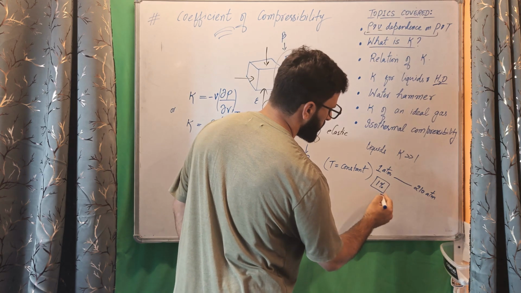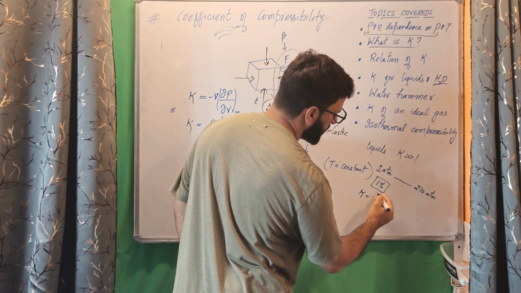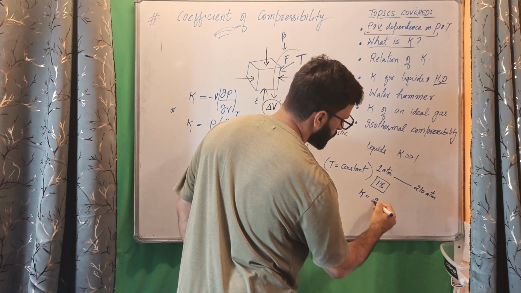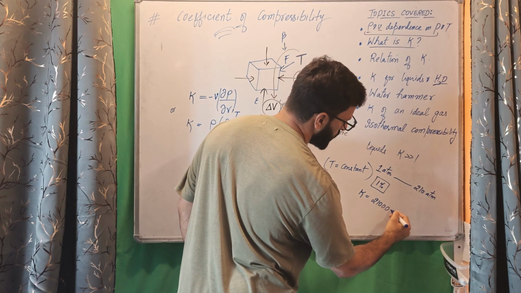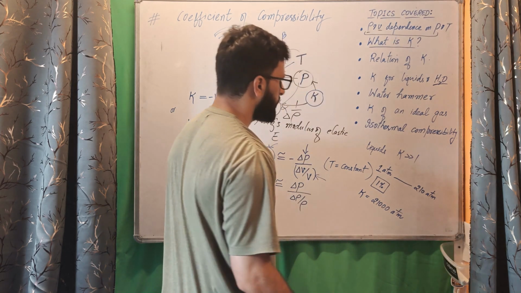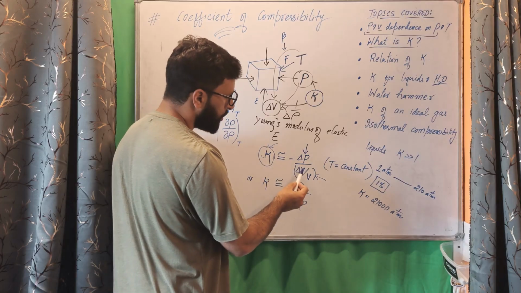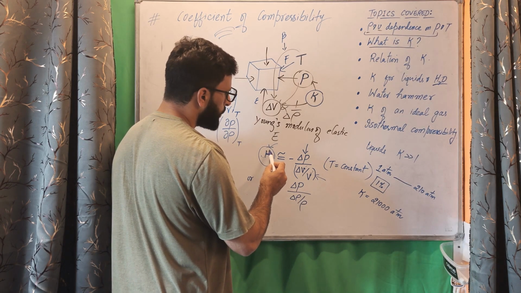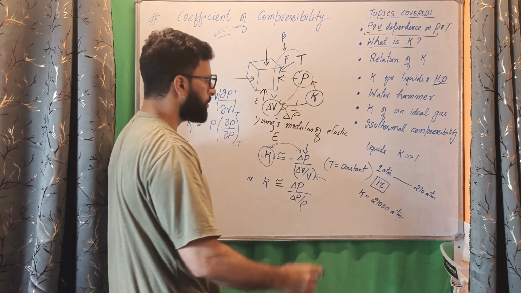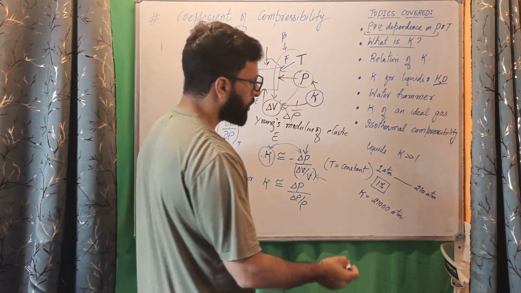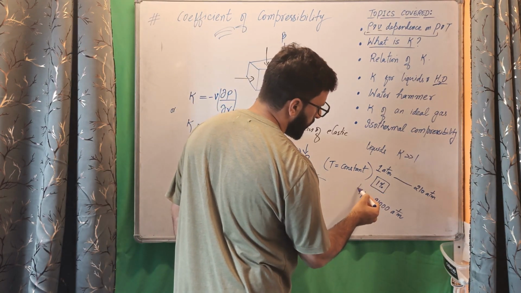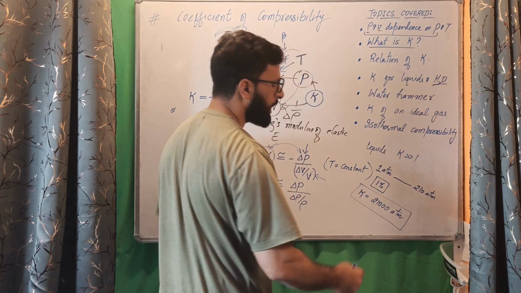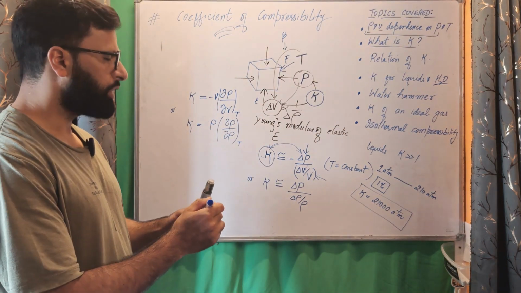which means the kappa for water becomes 21000 atmosphere. Because if we see here, the units of volume will cancel with the units of volume, and the unit for kappa will be the same as the unit of pressure. So kappa for water is 21,000 atmosphere. This is very large.